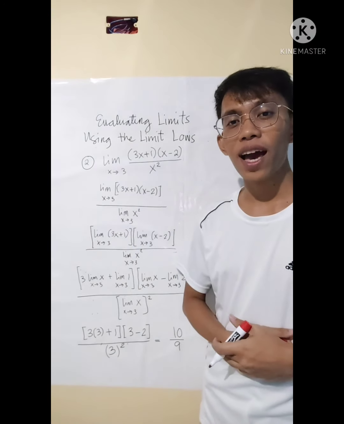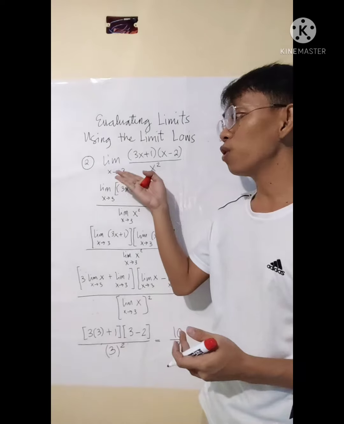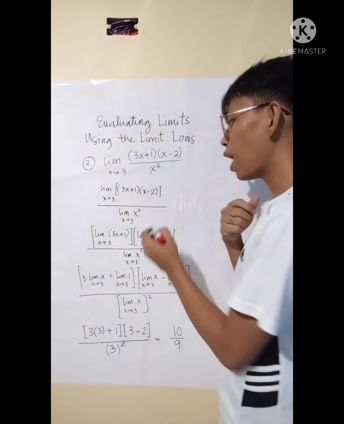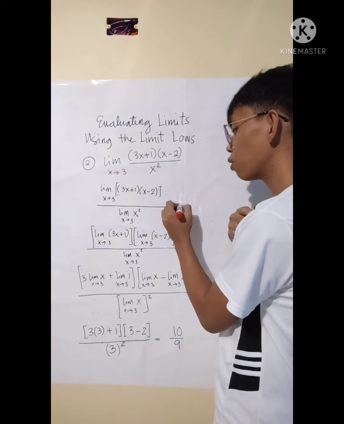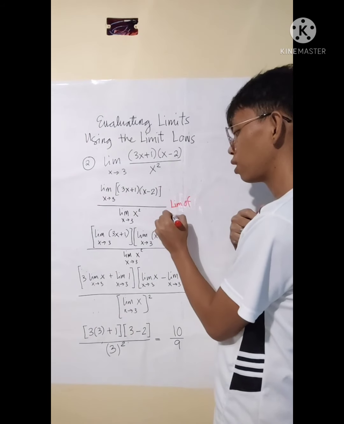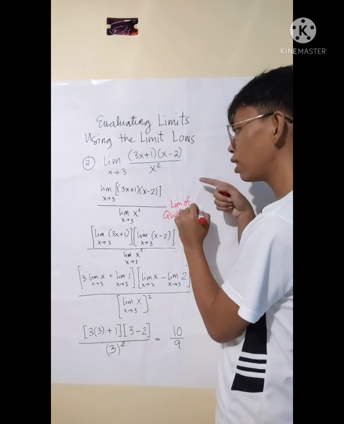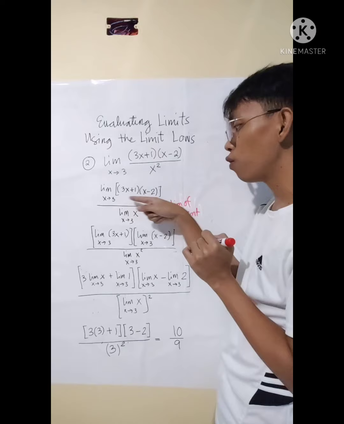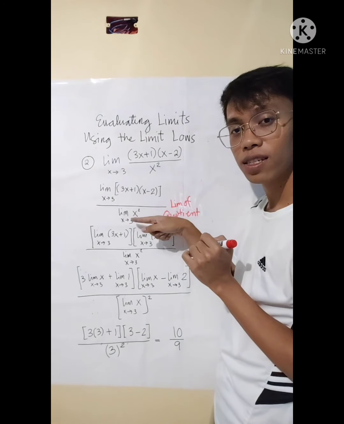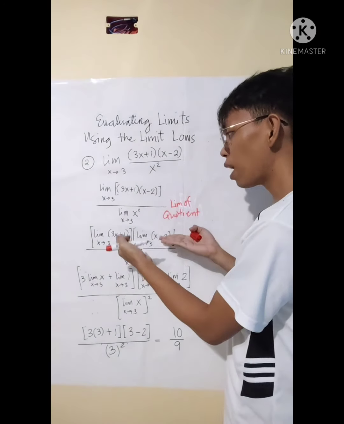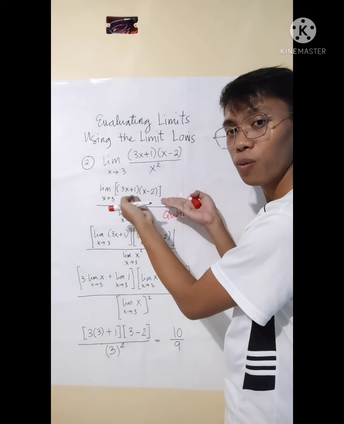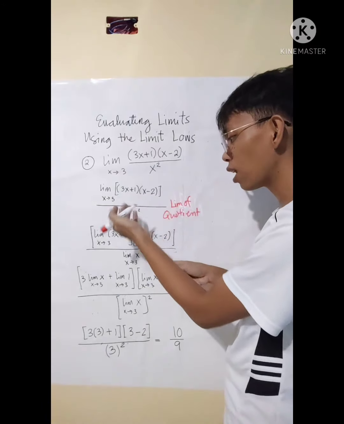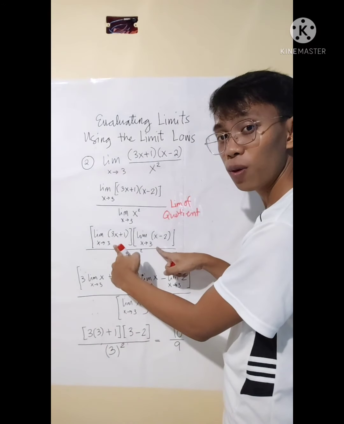Para sa ating pangalawang item, meron tayo ditong limit ng quotient ng dalawang expressions. So, applying limit of quotient, pinaghiwalay natin yung dalawa. So, we have here a quotient of individual limits. And then, dito naman, pinaghiwalay natin itong limit ng product of two functions. Ginawa natin siyang product ng kanilang individual limits.